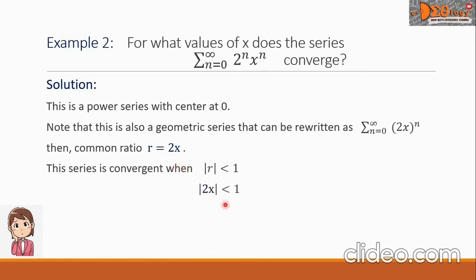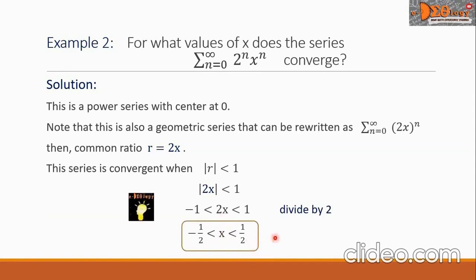Let us represent this inequality as a double inequality, and it will be like this: 2x is between negative 1 and positive 1. Let us divide this by 2 to make x isolated in the middle. The left side becomes negative 1/2, the middle term becomes x, and the right side term is positive 1/2. This is now the interval of convergence.